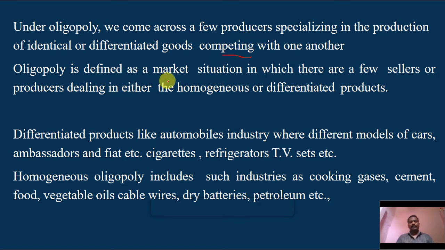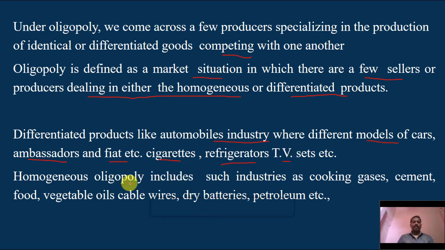So it is also defined as a market in which there are few sellers or producers dealing with either homogeneous or differentiated products. What are differentiated products? Like automobile industries, where there are different models of cars, for example India's Ambassador, Fiat, etc. So these are differentiated cars, and cigarettes, even refrigerators and TV sets are examples of differentiated products.